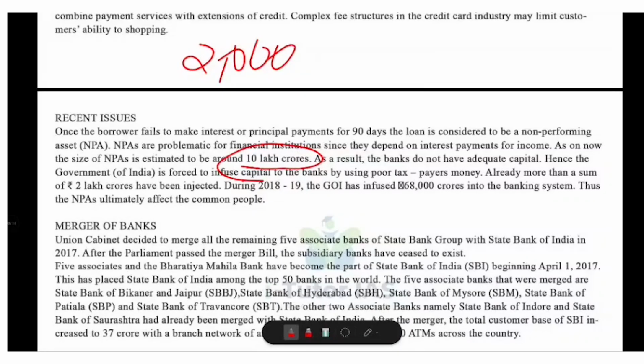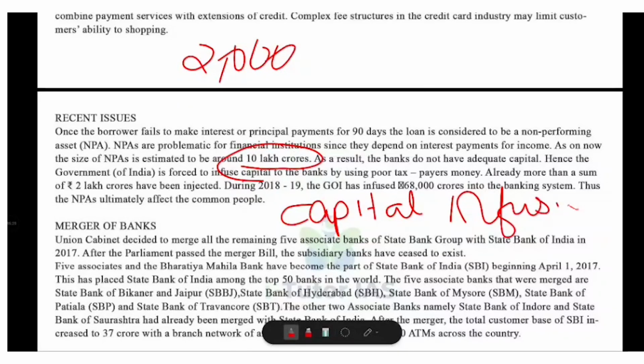So what happens next? The government of India steps in to help banks by giving them money. This process is called capital infusion. Okay, but here is the issue. The government doesn't have free money. It uses taxpayers' money, which means common people's money, to rescue these banks. So ultimately, when banks fail to recover loans, it affects every citizen indirectly.